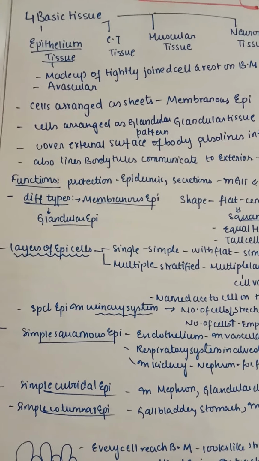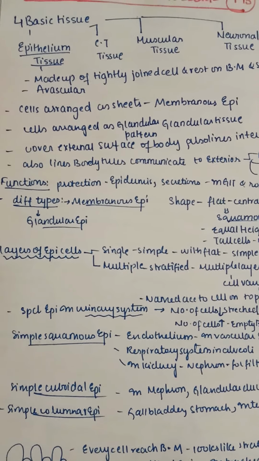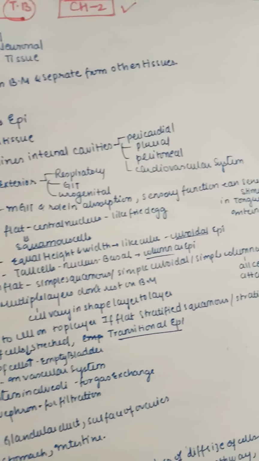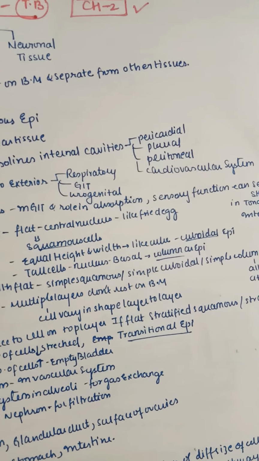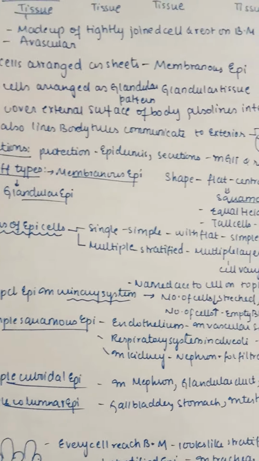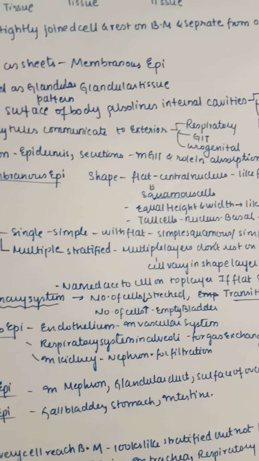They cover the external surface of our body, and also line the internal cavities like the pericardial, pleural, peritoneal cavities and the cardiovascular system. Whenever they line cavities like pericardial, pleural, peritoneal, it is known as mesothelium. It also lines the body tubes which communicate to the exterior, like the respiratory, GIT, and urogenital tracts.